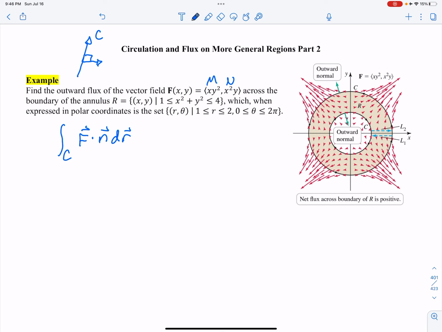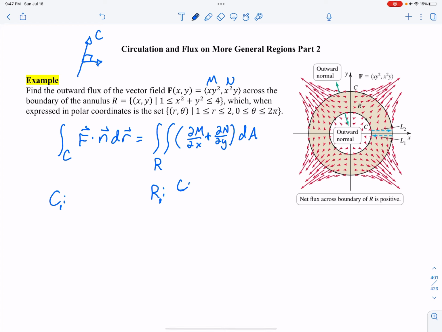According to Green's theorem, we can change this to the partial of M with respect to x plus the partial of N with respect to y dA. But we have to confirm a few things about C and R. I'm going to go ahead and do R first. Let's call this C1 and R1 because we're going to actually have to think about this differently. Let's think about R being connected first.